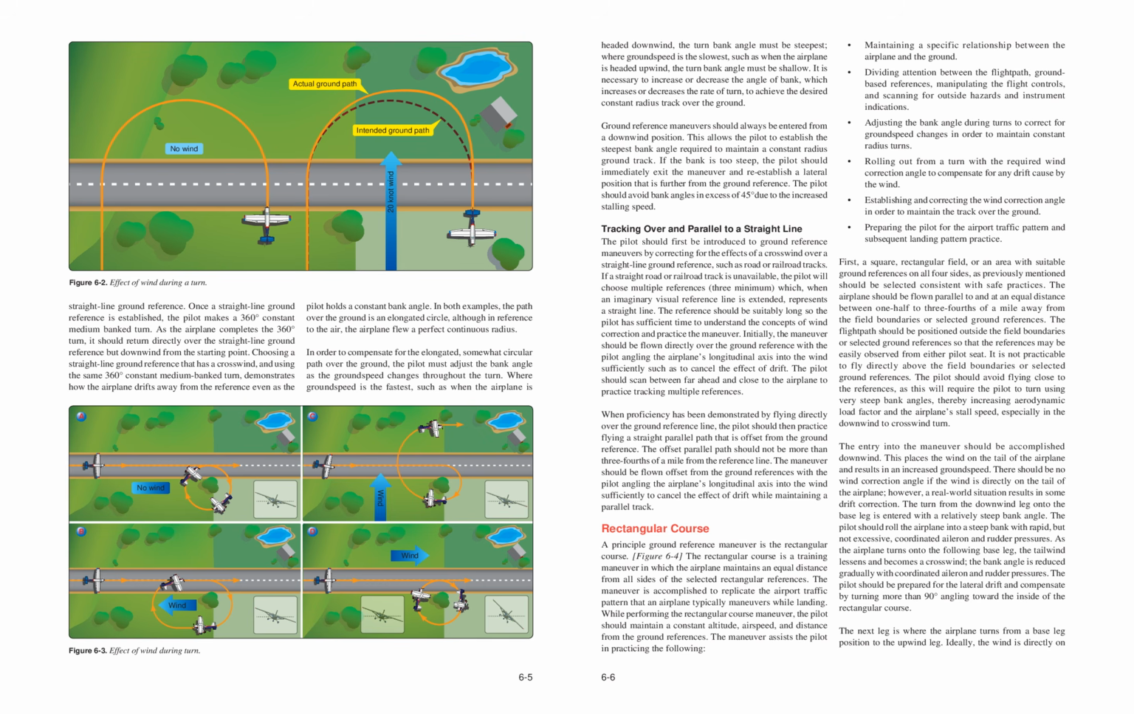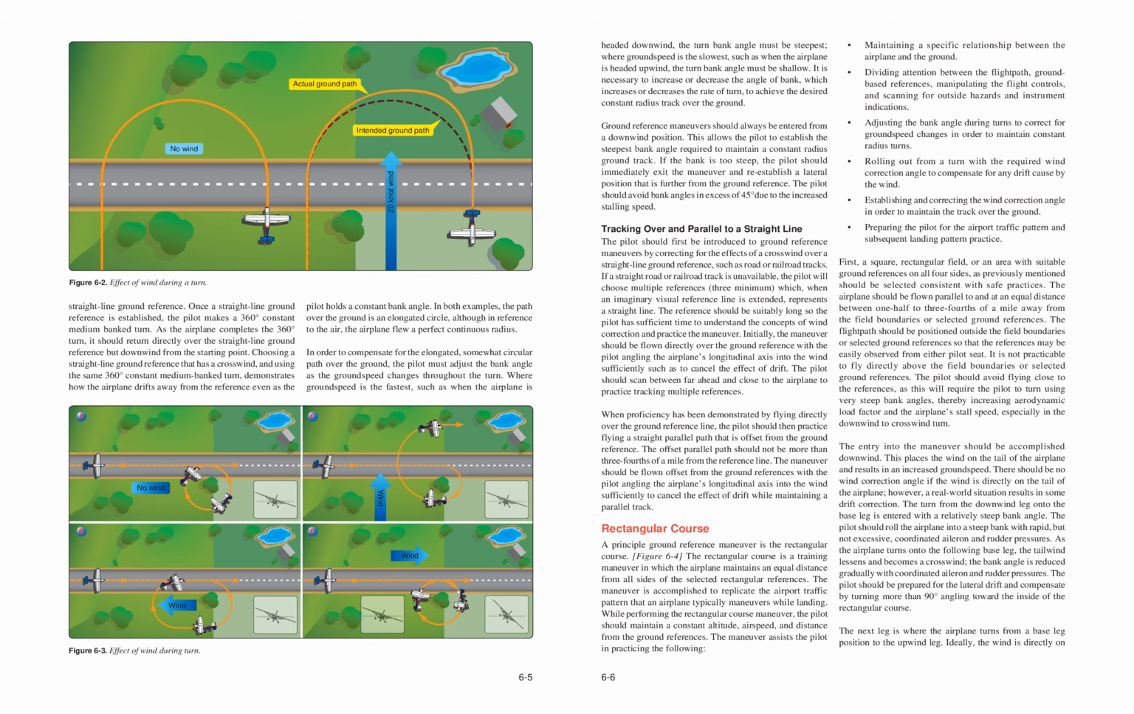First, a square, rectangular field, or an area with suitable ground references on all 4 sides, as previously mentioned, should be selected consistent with safe practices. The airplane should be flown parallel to and at an equal distance between 1/2 to 3/4 of a mile away from the field boundaries or selected ground references. The flight path should be positioned outside the field boundaries or selected ground references so that the references may be easily observed from either pilot seat.